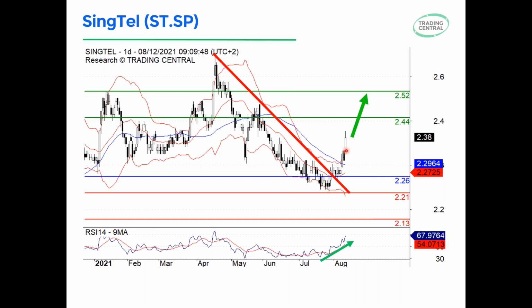Why? Because it has swung to profit in its fiscal first quarter result. Its net income came in at 445 million Singapore dollars. In the same period last year, it recorded a loss of 20 million. So this is sentiment that drives the technical up.